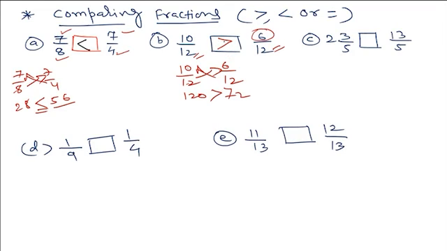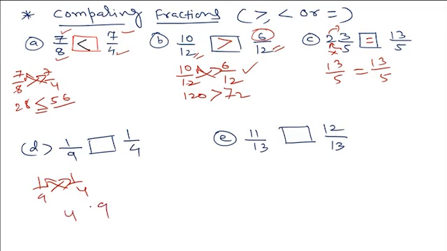So you write this sign, or follow this method. Again convert it into a fraction. Multiply this, then add this, it is 13 by 5. Here also 13 by 5, both numbers are equal, so write the equal to sign. 1 by 9, 1 by 4, cross multiply, 4 1s are 4, 9 1s are 9, this is smaller, so put this sign.